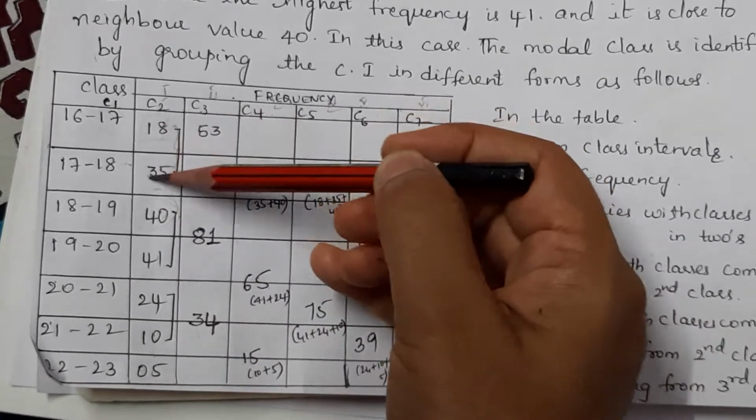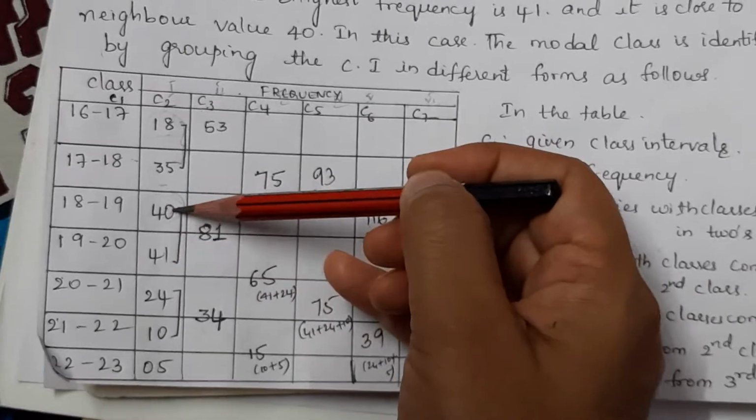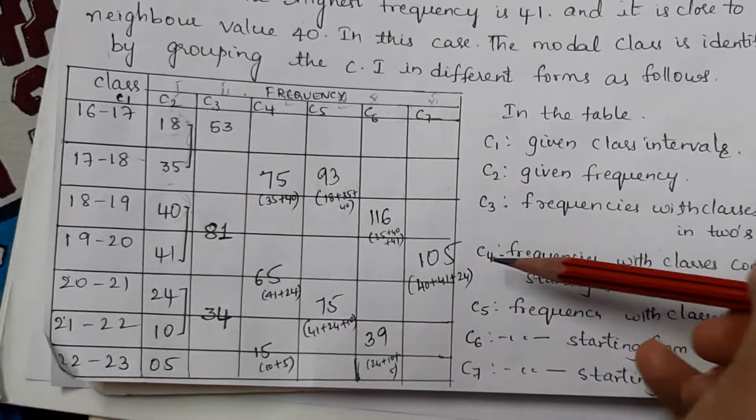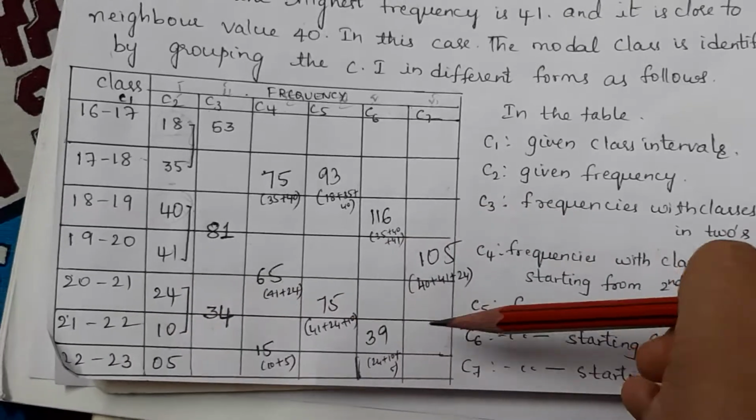Here we will leave the first 2 values and we will add the rest of the 3 values. 40 plus 41 plus 24 gives me 105. Then the next 2 values we have, so we won't add that.